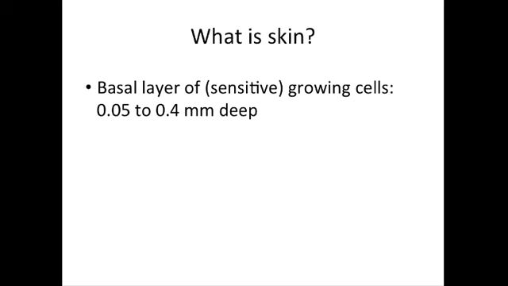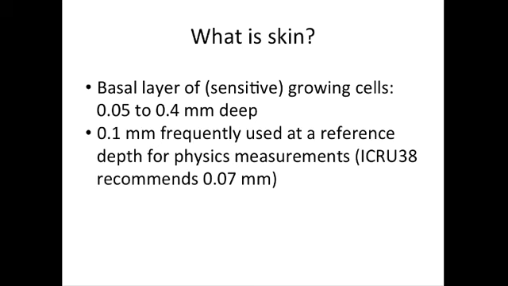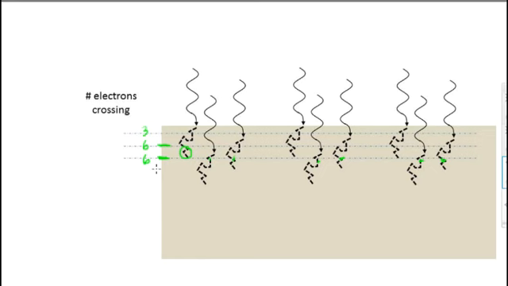From the physics point of view, we usually use 0.1 millimeters as a reference depth for physics measurements. If you measure at that point, that's considered a skin point. The ICRU, International Commission on Radiation Units, Report 38, recommends the specific number of 0.07 millimeters for the depth of the skin.